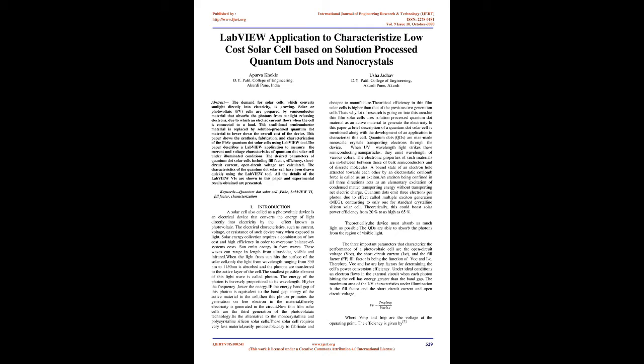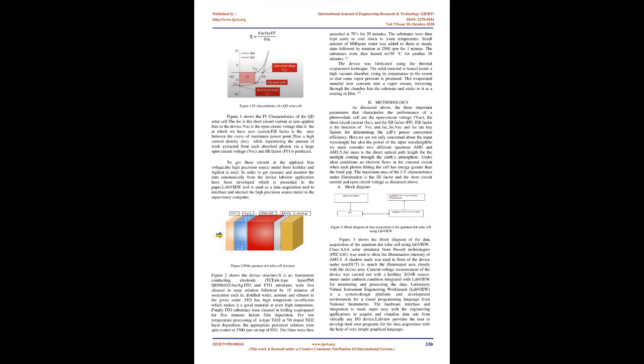Quantum dots, QDs, are man-made nanoscale crystals transporting electrons through the device. When UV wavelength light strikes these semiconducting nanoparticles, they emit wavelengths of various colors. The electronic properties of such materials are in between those of bulk semiconductors and of discrete molecules. A bound state of an electron and hole attracted towards each other by an electrostatic Coulomb force is called an exciton. An exciton being confined in all three directions acts as an elementary excitation of condensed matter transporting energy without transporting net electric charge. Quantum dots emit 3 electrons per photon due to an effect called multiple exciton generation, MEG, contrasting to only 1 for a standard crystalline silicon solar cell. Theoretically, this could boost solar power efficiency from 20% to as high as 65%.